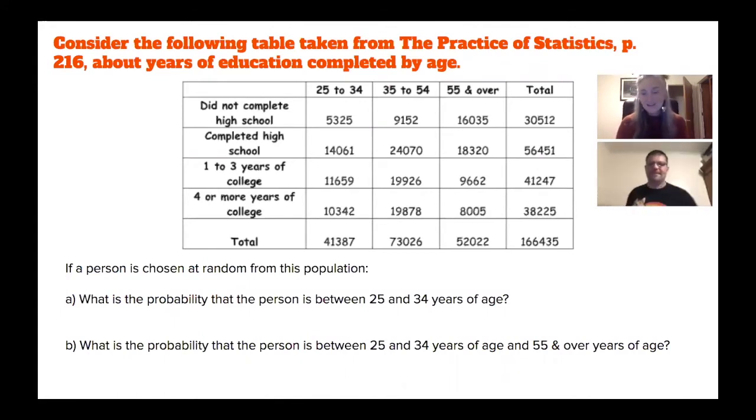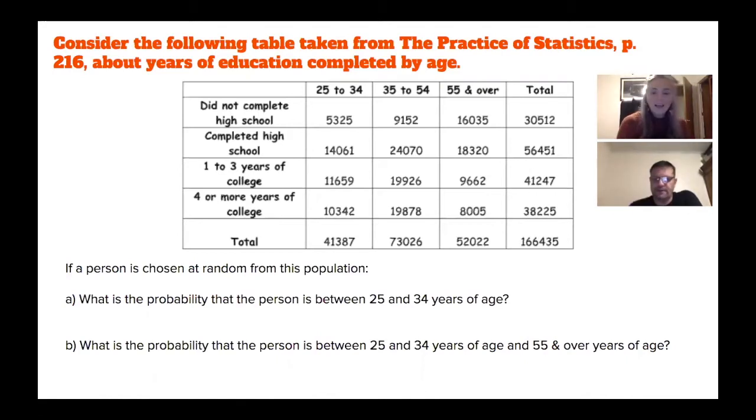Yeah. So we're looking at a table, and our population is 166,435 people, and we're looking at the comparison of age ranges to years of education, and my dog is really wanting in on this conversation.